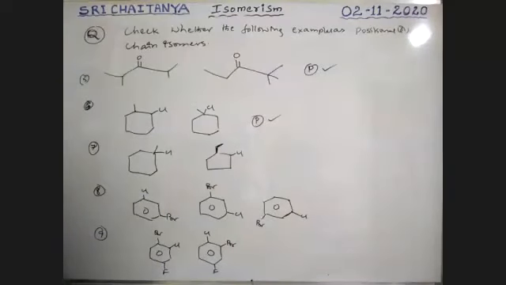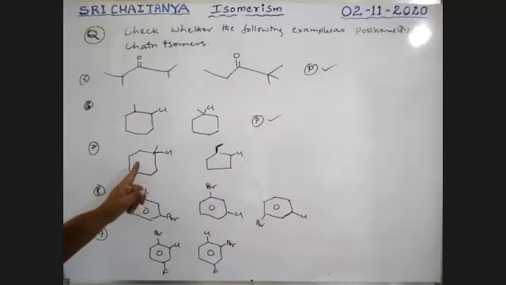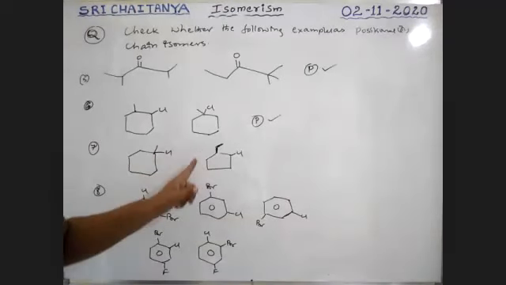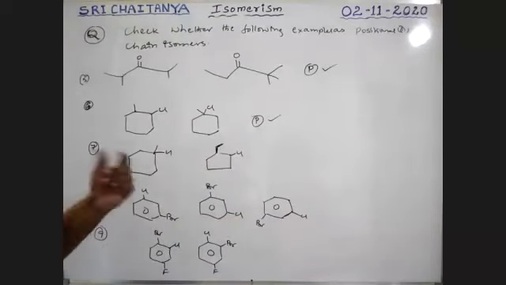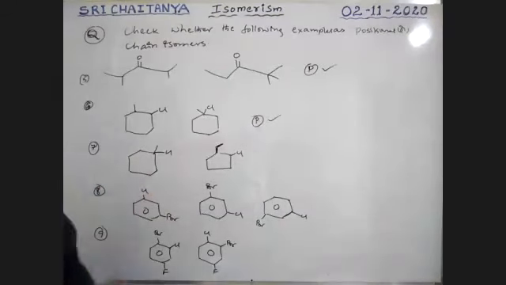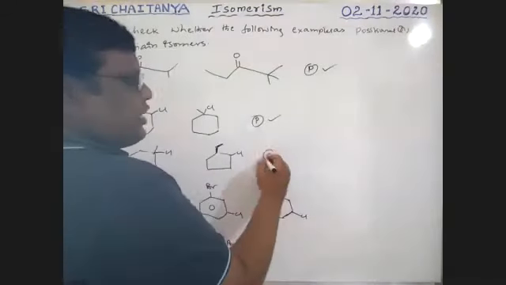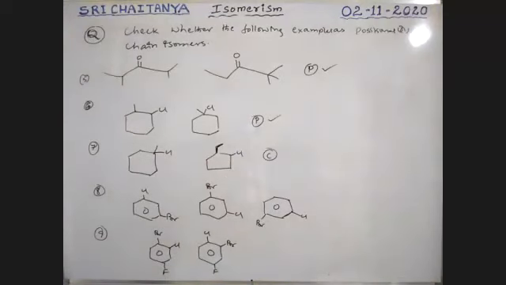Next, what about this? Yes, here a 6-member ring, here a 5-member ring. So the longest chain is different. It is a chain isomerism, boys. Longest chain is different.